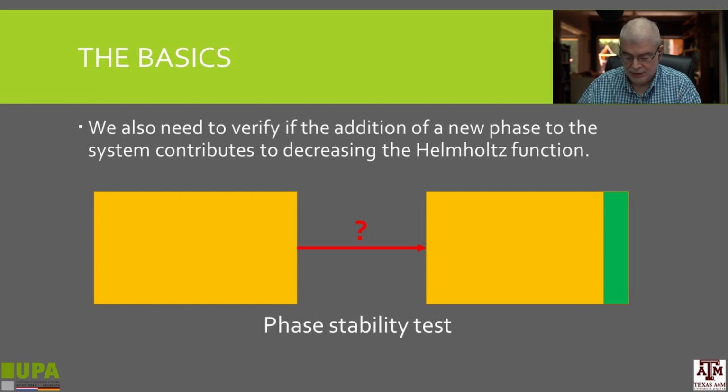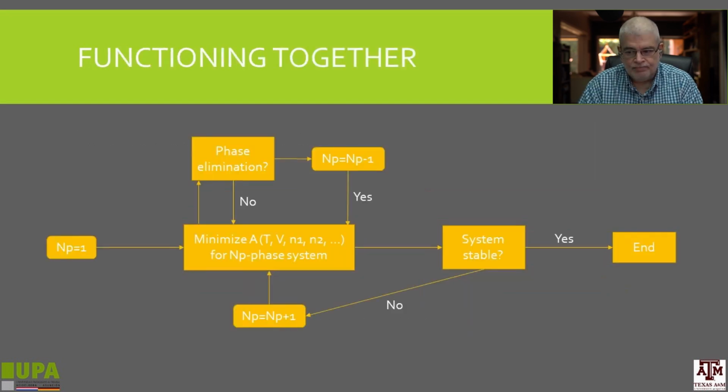And this leads to a formulation of the phase stability test based on the Helmholtz energy. If I have a way to minimize the Helmholtz energy and I have a phase stability test, regardless of the mathematical details of the implementation of each of them, I can start thinking about putting these elements together and create some useful tool.